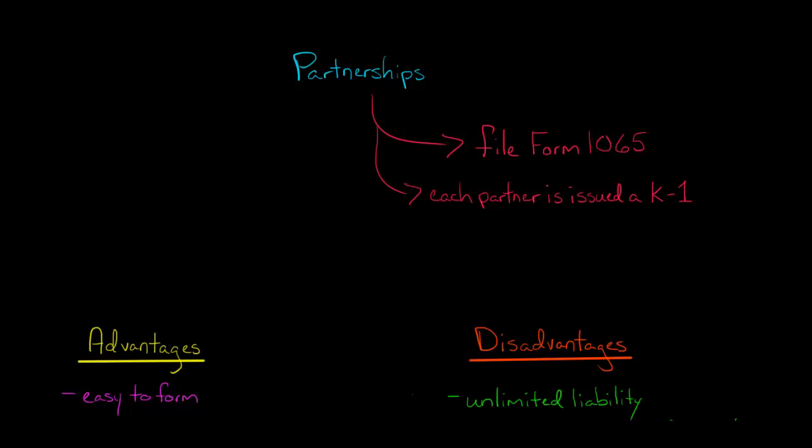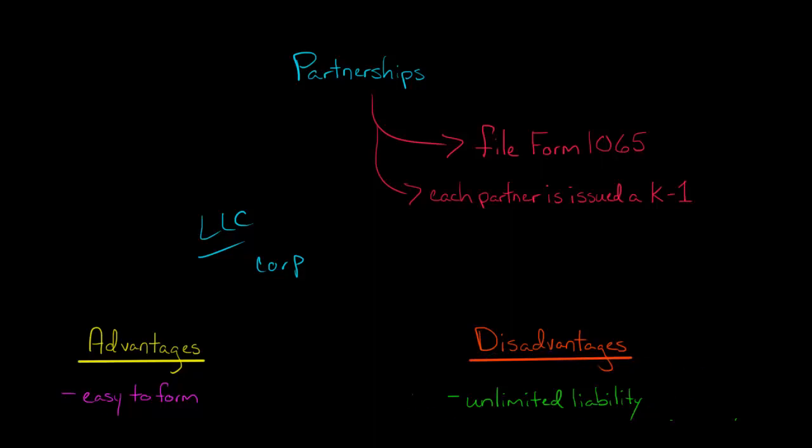In this video, I'm going to discuss the advantages and disadvantages of operating a partnership. A partnership is really easy to form. You don't need to file any articles of incorporation like you would with a C Corp or an S Corp. You don't need to file articles of organization like you would with an LLC. You just start doing business. The downside is that you have unlimited legal liability.